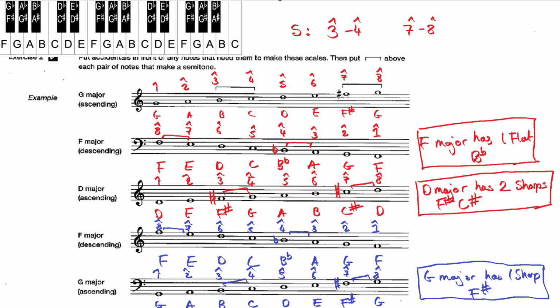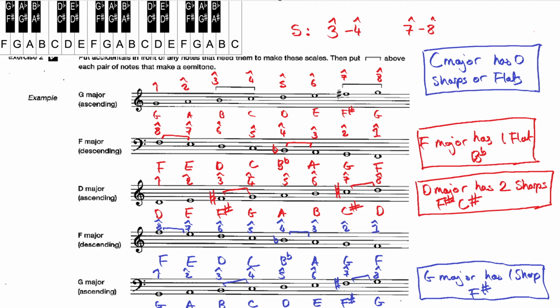One last thing I need you to remember. I'll write it at the top. C major has no sharps or flats. Okay, and those are the 4 keys that you need to memorize for grade 1.